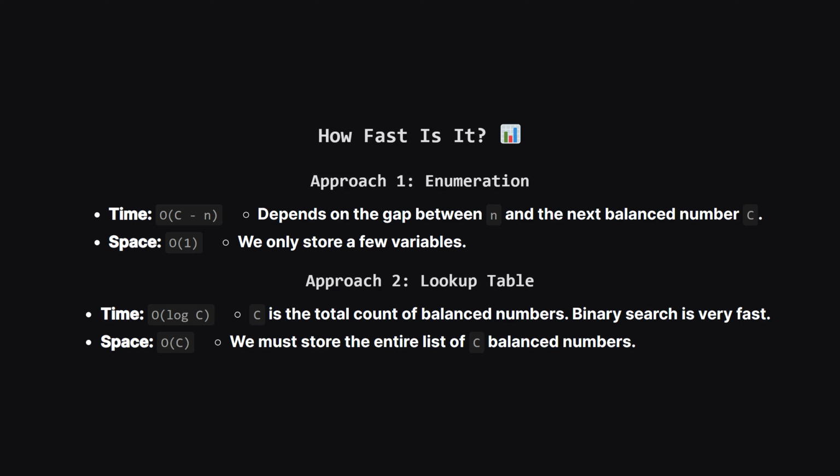The first approach, enumeration, has a time complexity that depends on how big the gap is between our input n and the next balanced number. In the worst case, we might have to search a bit. Its space complexity is constant, which is great.